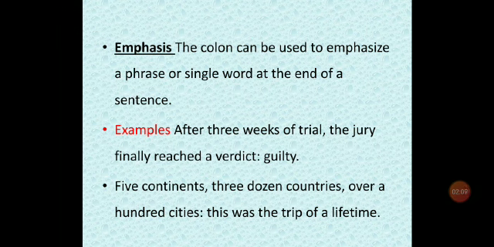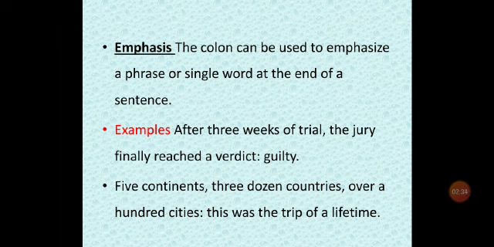We use colon when we have to emphasize a word or a phrase at the end of a sentence. Examples are here. After 3 weeks of trial, the jury finally reached a verdict: guilty. So here we have to emphasize a single word. So before introducing the word, we have used colon.